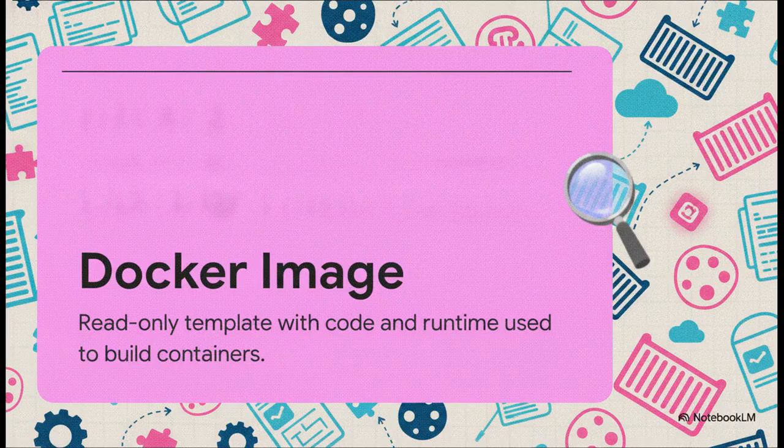Notice I just mentioned images. It is absolutely crucial to understand this definition. A Docker image is a read-only binary template. It contains the application code, the runtime, and the configuration. I like to think of the image as the blueprint, or like a cookie cutter that's stored safely on Docker Hub. The container, on the other hand, is the actual baked cookie. It's the live, running process that gets created from that reusable template.